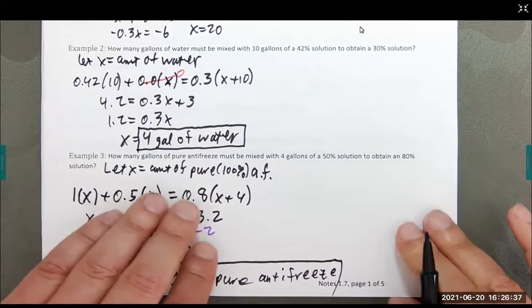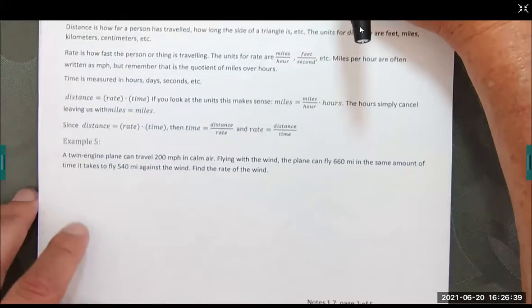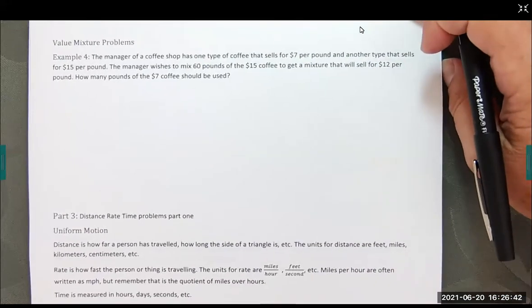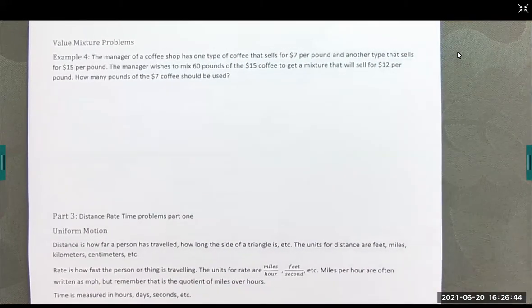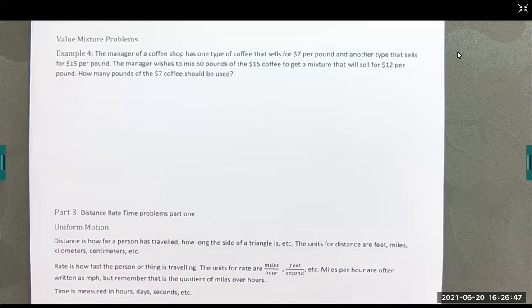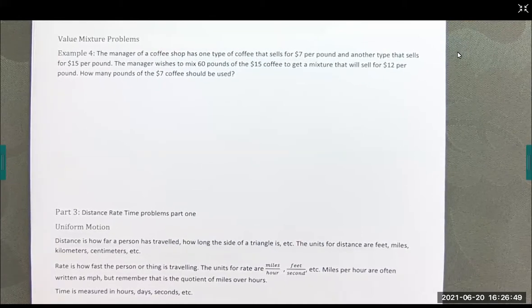All right, moving on. This next one is going to be very similar. This is called a value mixture versus the percent mixture that we just did. Example 4. The manager of a coffee shop has one type of coffee that sells for $7 per pound and another type that sells for $15 per pound. The manager wishes to mix 60 pounds of the $15 coffee to get a mixture that will sell for $12 per pound. How many pounds of the $7 coffee should be used?